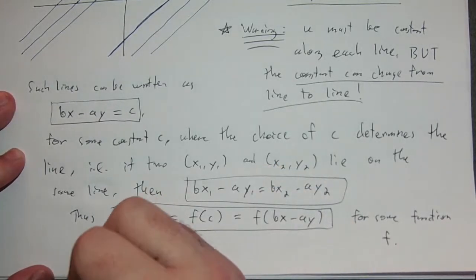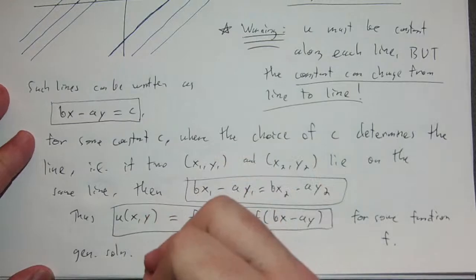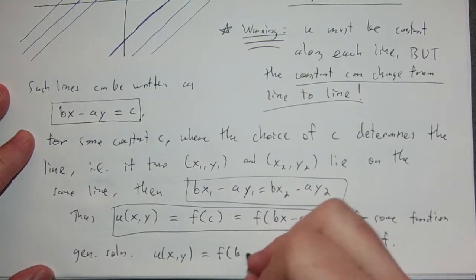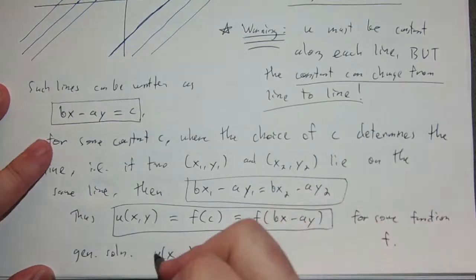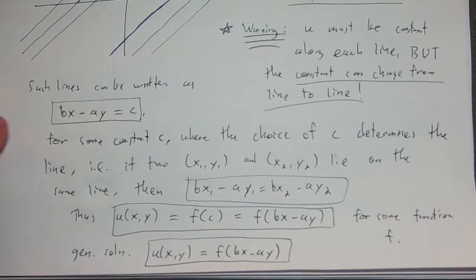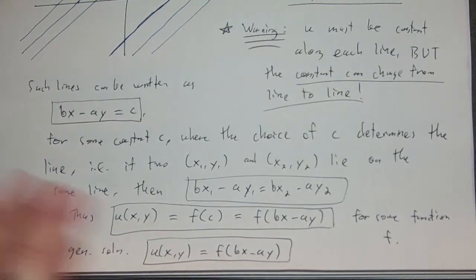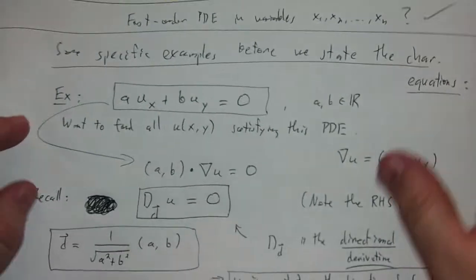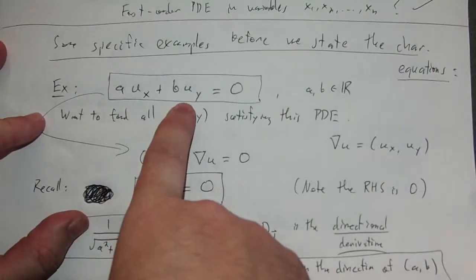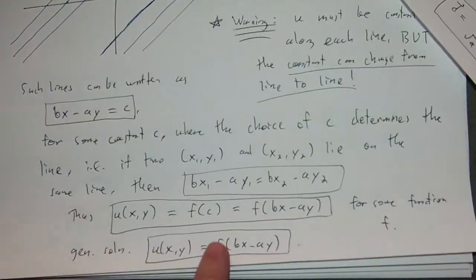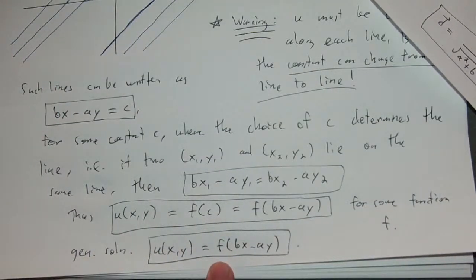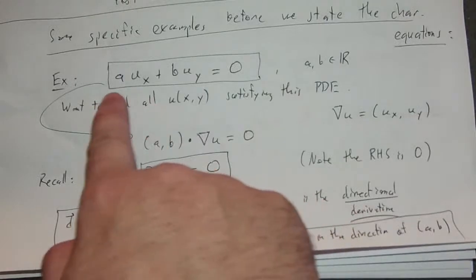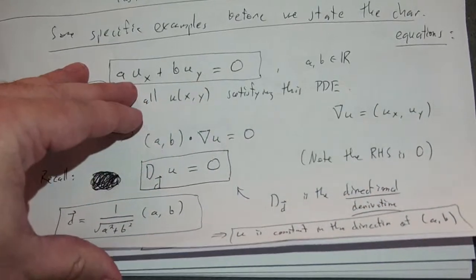So what is the general solution here? Let's write it again. The general solution u of xy is some function f of bx minus ay. And now that we have said this, you can go back and check, as a quick exercise for you following along here, that for some function f, it doesn't have to be super nice, f of bx minus ay satisfies this PDE.